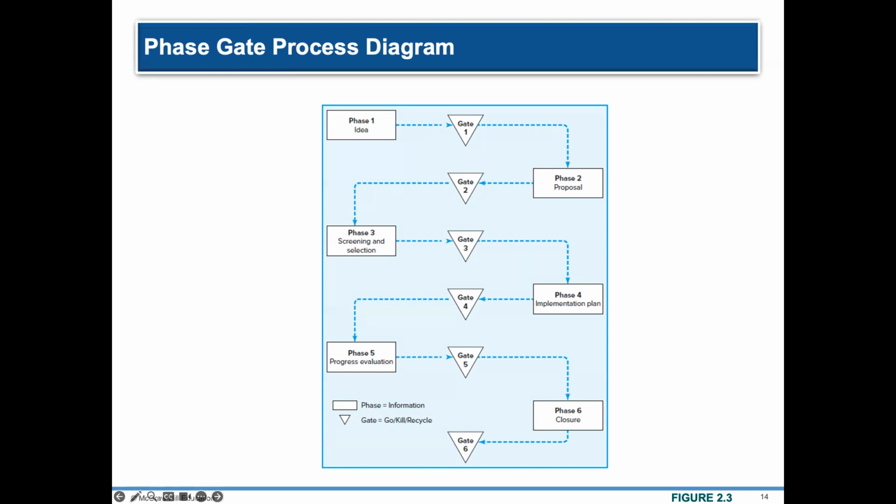If there are problems, then you have to backtrack and do some work. And of course, for the last bit, hindi naman na po aabot ng project closure if the idea is actually dead. All right? So that's the phase gate process diagram.